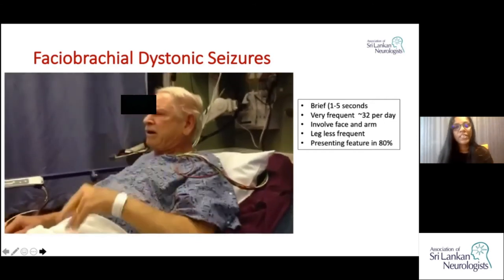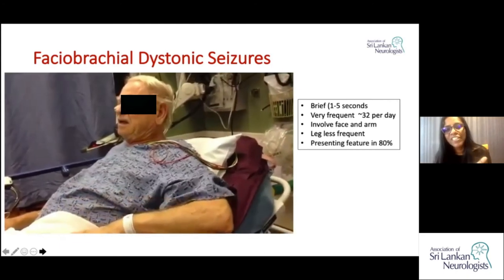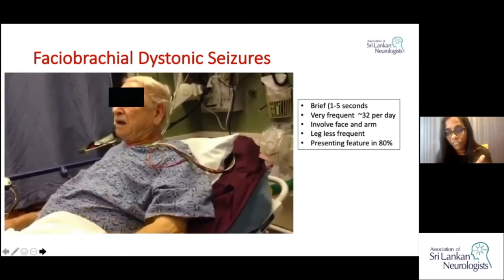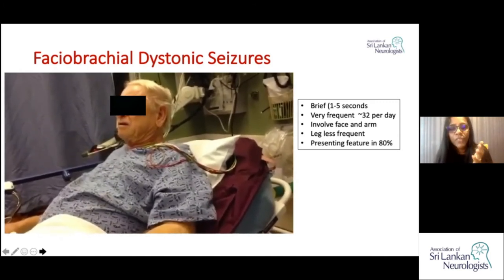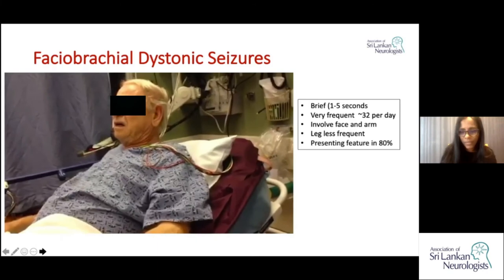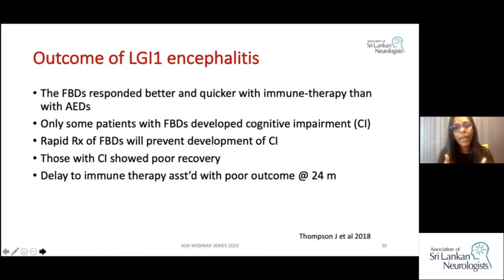And the important thing is that this is very classical, and also this is the presenting feature in about 80% of patients. So if you detect this, if you recognize this, and if you think of LGI1 antibody encephalitis, that would help you to make the diagnosis even in the absence of antibodies.